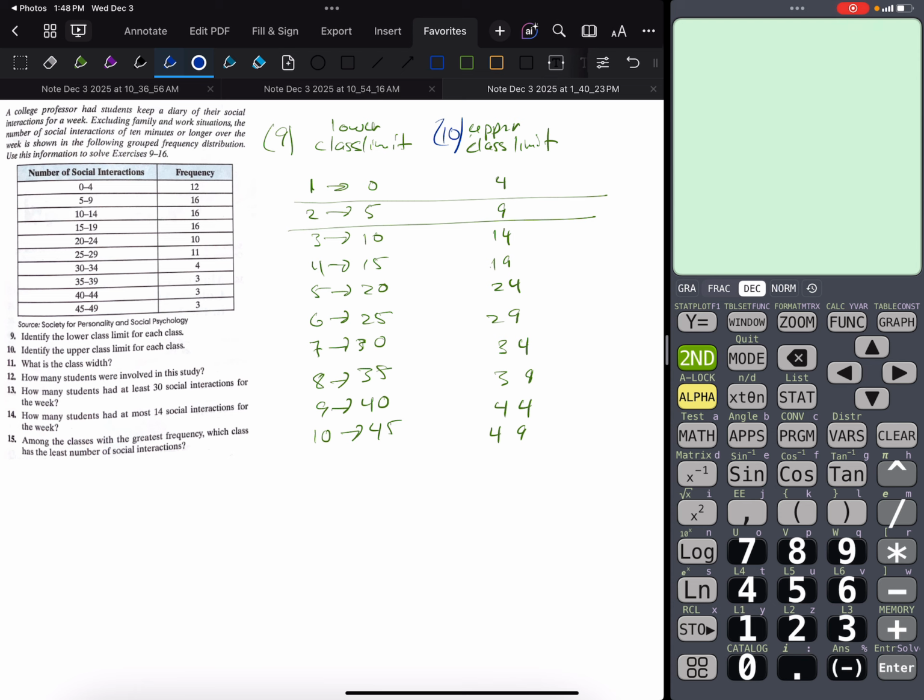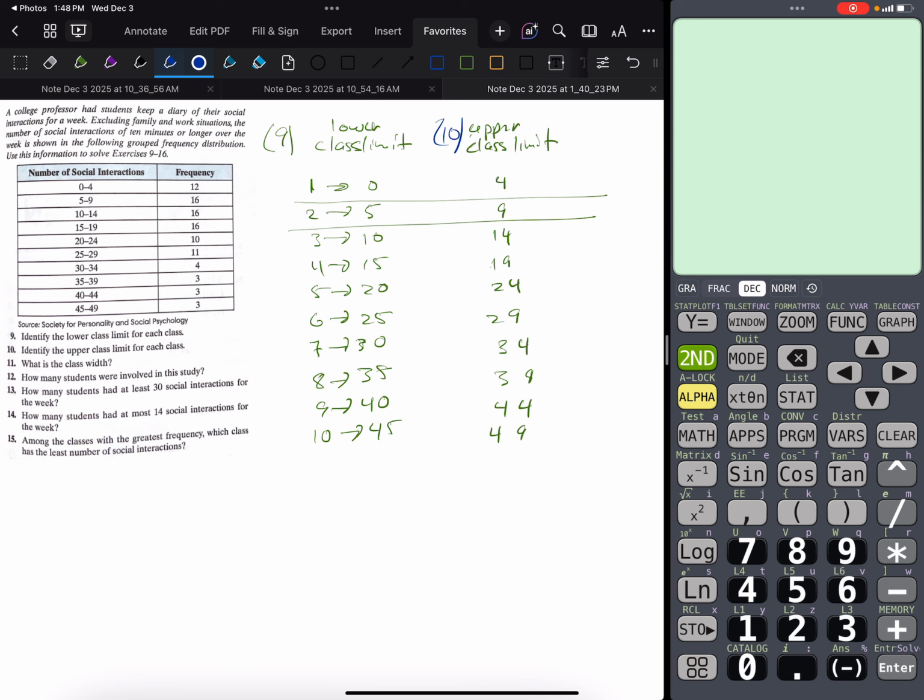Then it asks, what is the class width? And we got to be a little bit careful here, because it'd be really tempting to just say 4 minus 0 is 4. But if we resort to things like counting on fingers and toes, we can realize that's wrong pretty quickly, because if I do 0, 1, 2, 3, 4, that's 5 values.